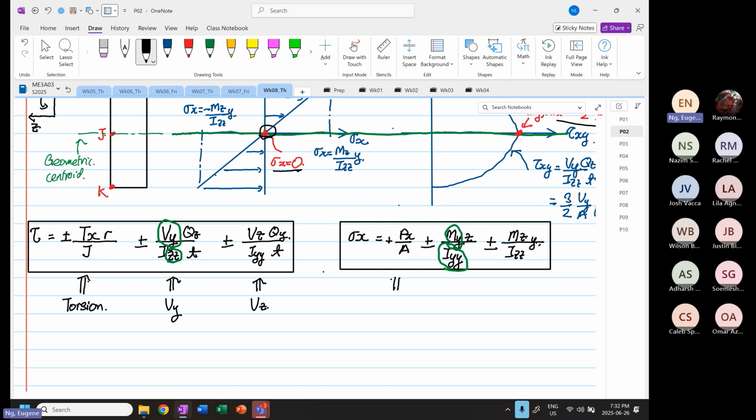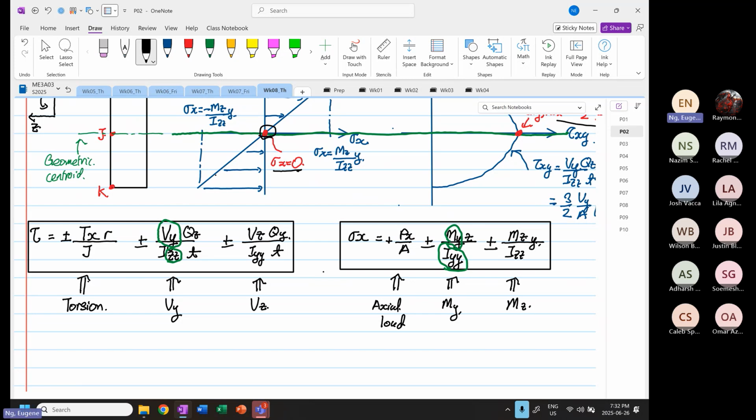Over here, this is due to our axial load. And over here, this is due to the moment about the y-axis. Over here, this is due to the moment about the what? About the z-axis. Okay.